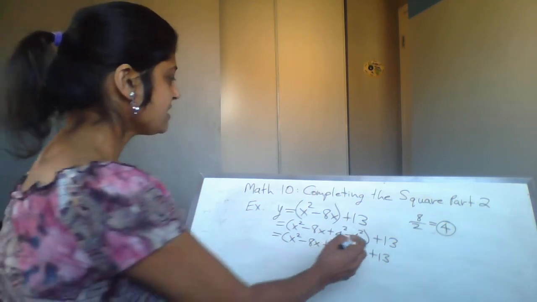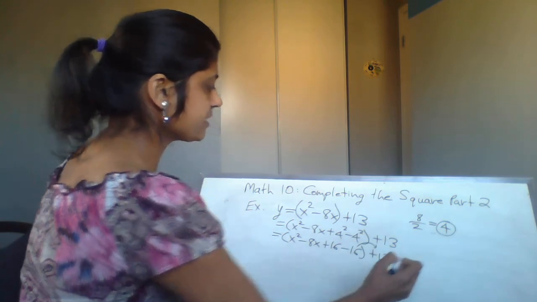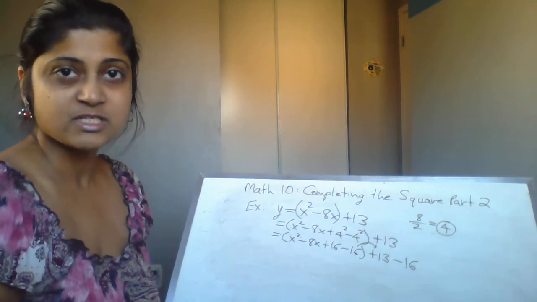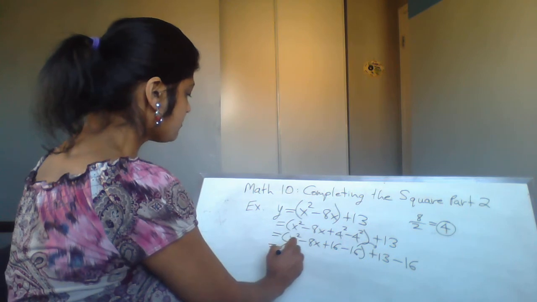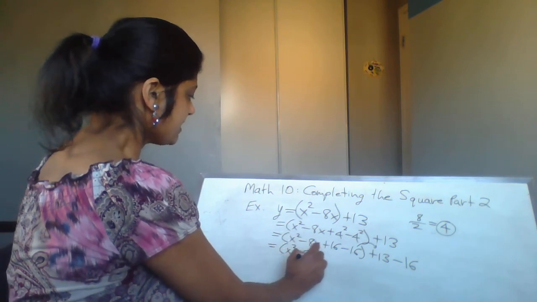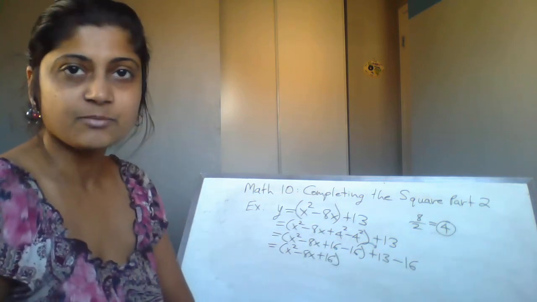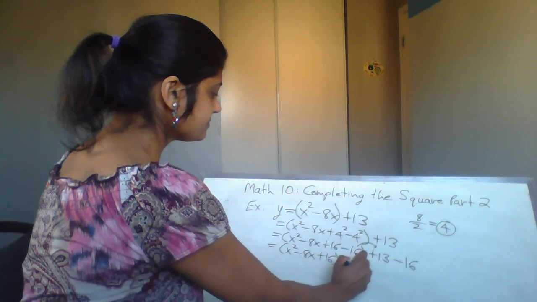All right. So in this step, I'm going to take the negative 16 outside. So I'm just going to write it right here. And you're always taking out the negative perfect square out of the brackets. What we're left with is x squared minus 8x plus 16. On the outside, I have positive 13 minus 16, so negative 3.